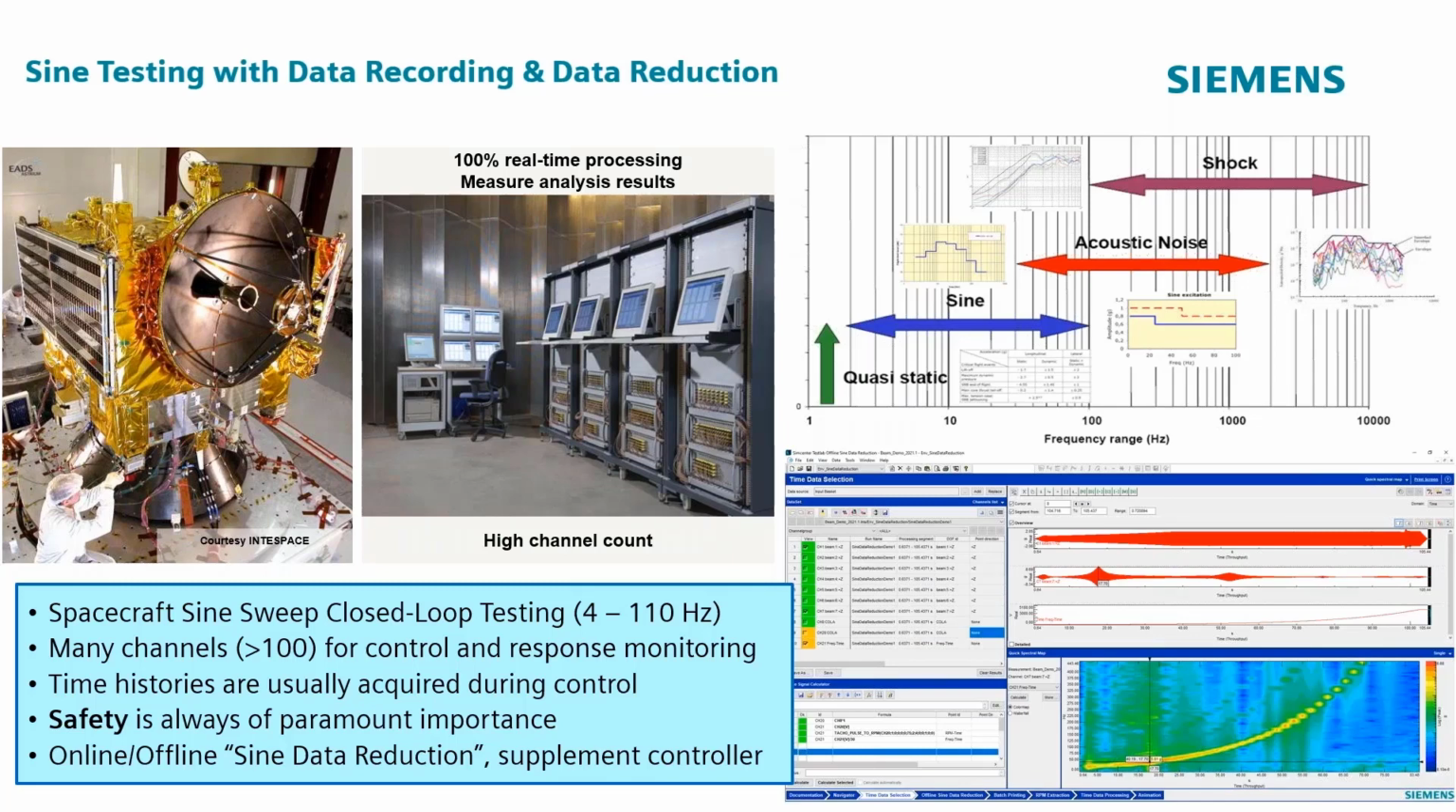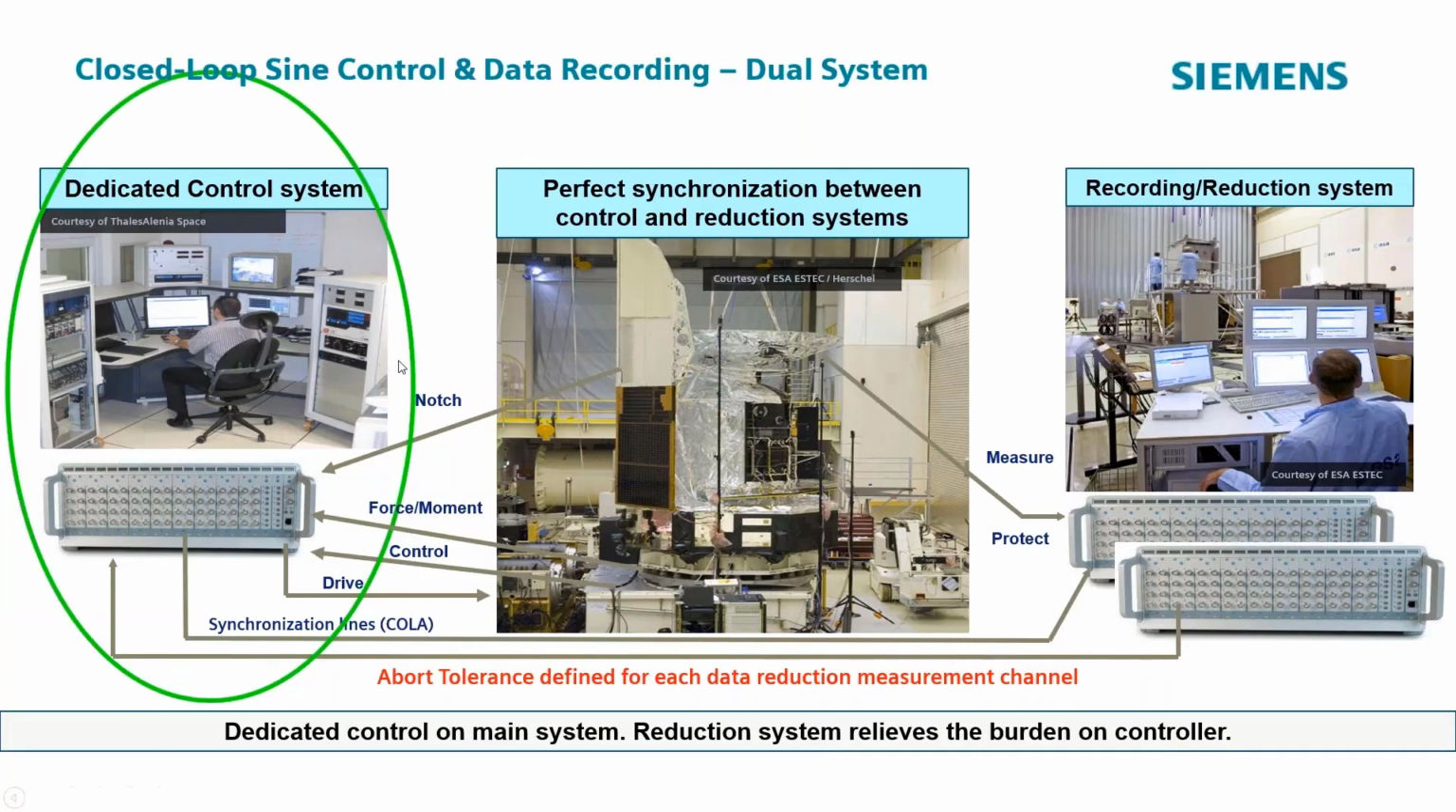So the sine data reduction is like a second observer on this exciting sine control test. It's like having a second observer, and we'll go into a little more detail on how that works. Here we have a typical spacecraft setup where you have your control system, you have your recording or reduction system. These two systems have to be synchronized somehow so that the data reduction system knows what the controller is doing. Typically, that's done with something called a COLA channel, or constant output level adapter. And again, we'll talk about this in more detail.